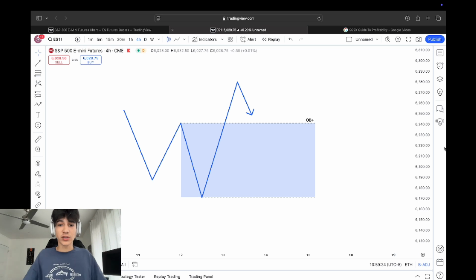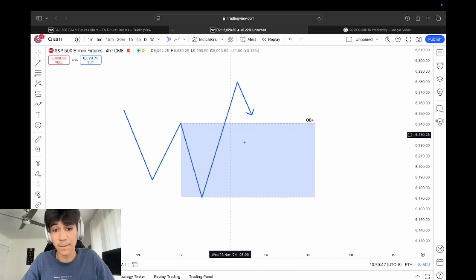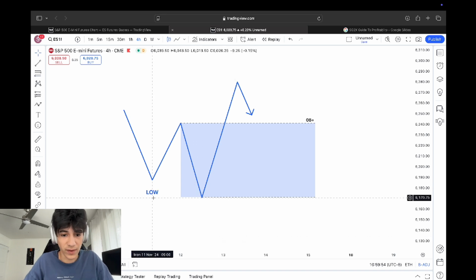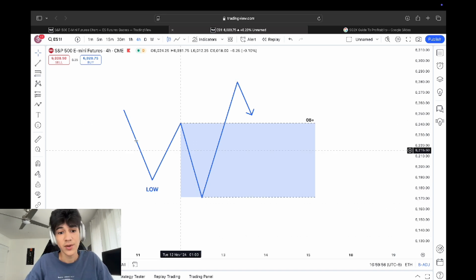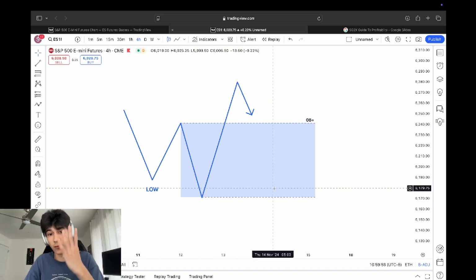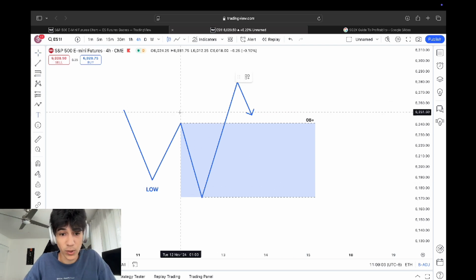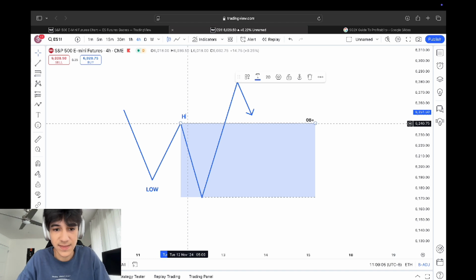Now that we are on the line charts, I'm going to explain to you the anatomy of an order block and how you can find it whenever we get to the actual candle chart. Like I said before, this is a bullish example. First off, we find a low. That's the first part of our four-part pattern. And then after we find a low, we find a high. And this can be anywhere in the market as well.